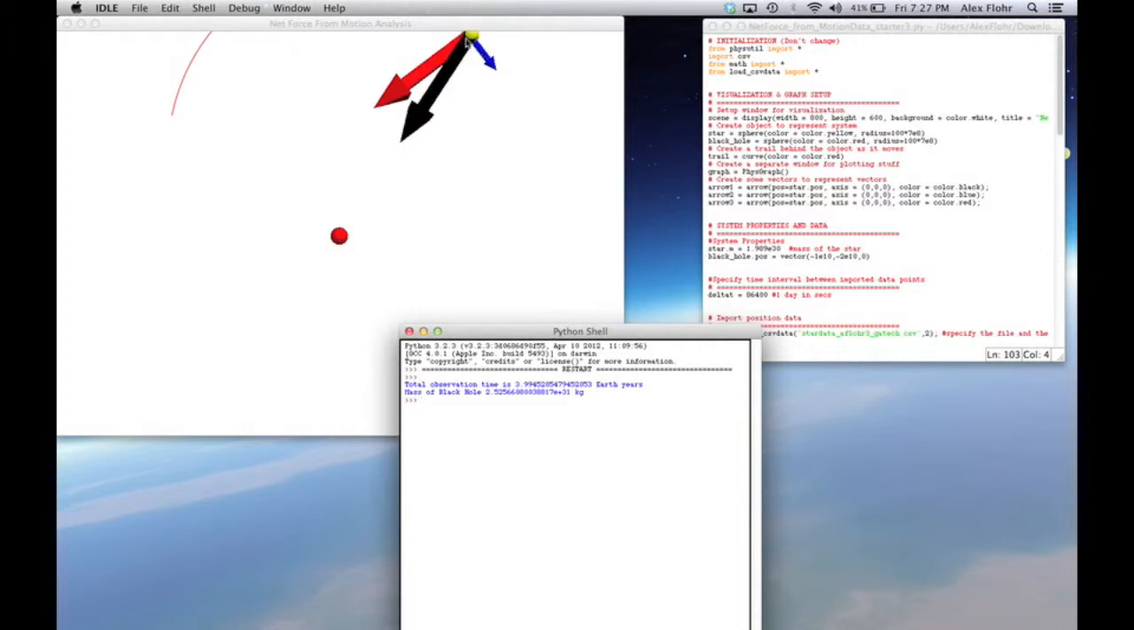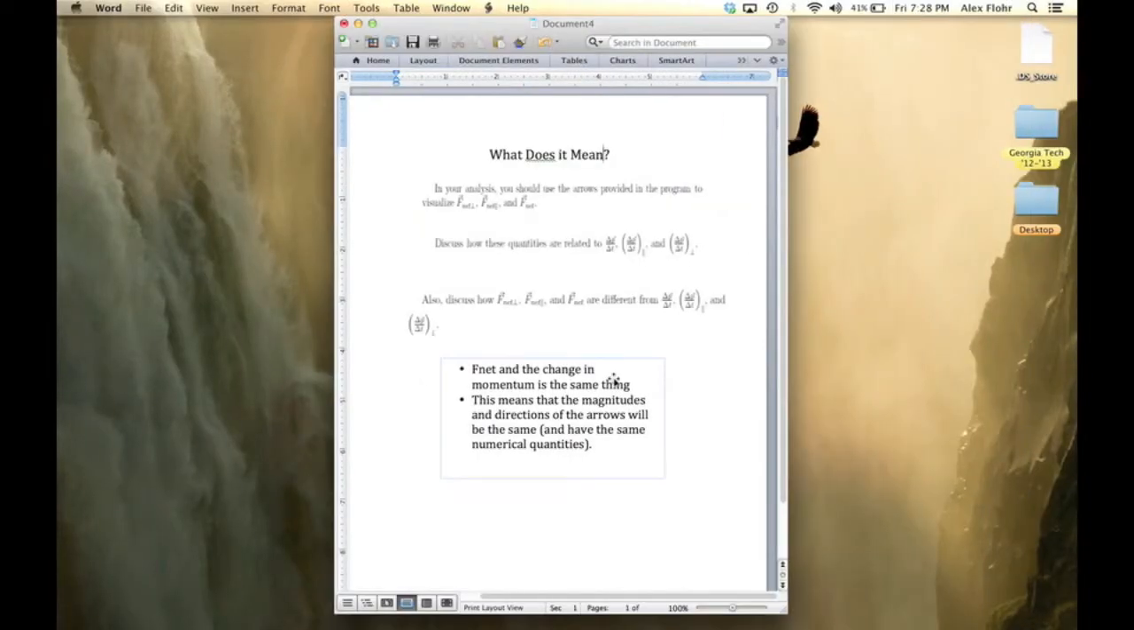which is this red dot, while the Fnet parallel of the star, which is the yellow dot, is perpendicular to both these forces. As you can see, when we output, the mass of the black hole is 2.52 e to the negative 31 kilograms. So this is our estimate for what the mass of the black hole would be on the star. So we want to know, what does this mean?